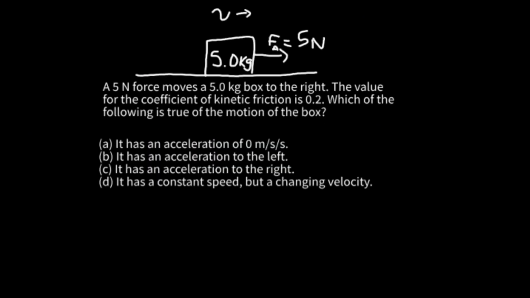For our first problem, we have a 5 Newton force moving a 5 kilogram box to the right. That means it has its velocity to the right. The value for the coefficient of kinetic friction is 0.2. Which of the following is true of the motion of the box?